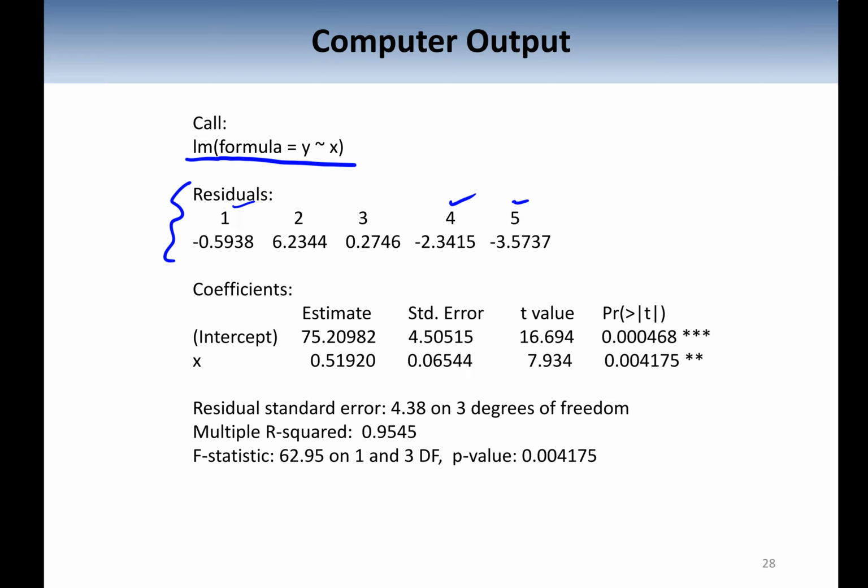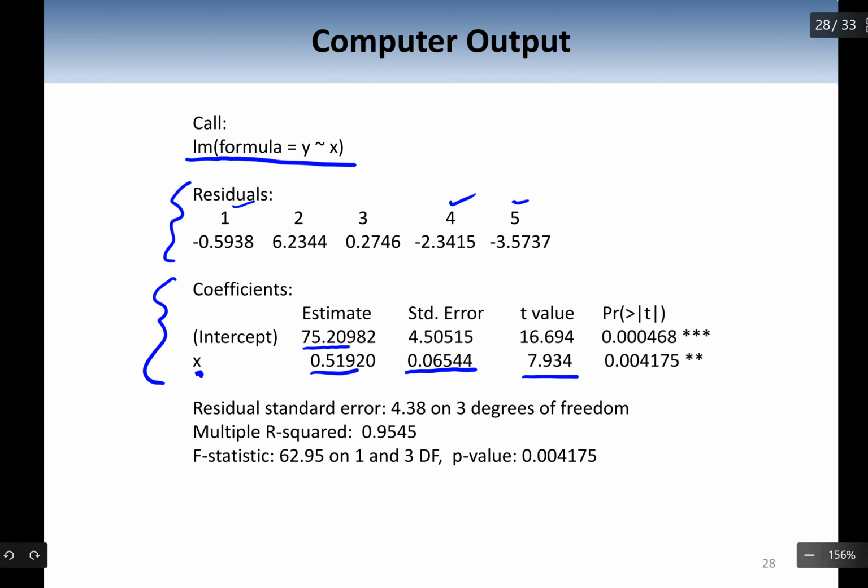And then we have our coefficients. So our intercept coefficient, we calculated 75.2, and we calculated our X, in our case the time spent on the support chat feature, as 0.519. Beside that, we have the standard error for the slope X estimate, and that would be 0.06544.